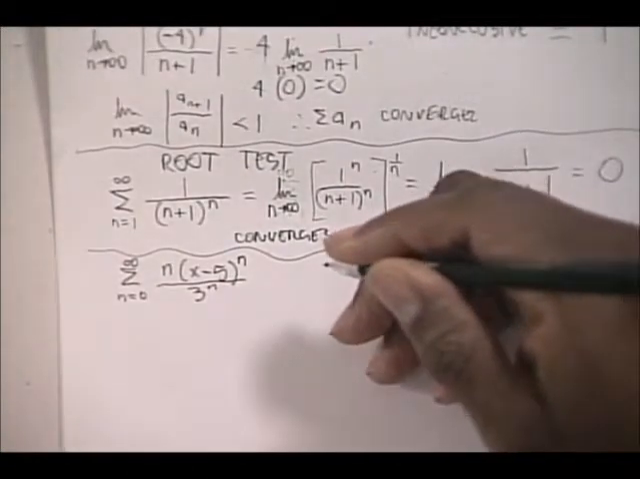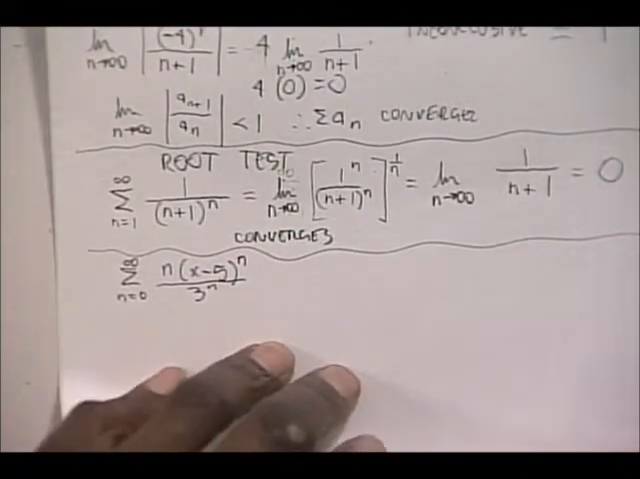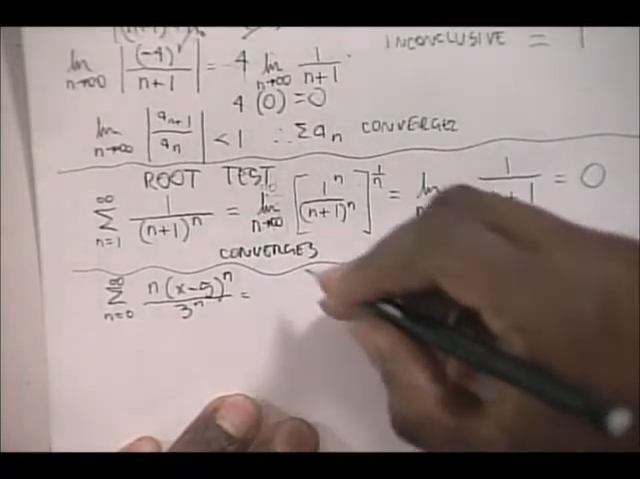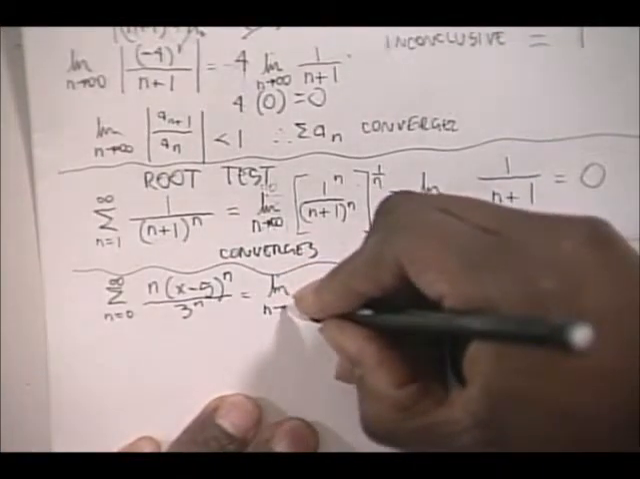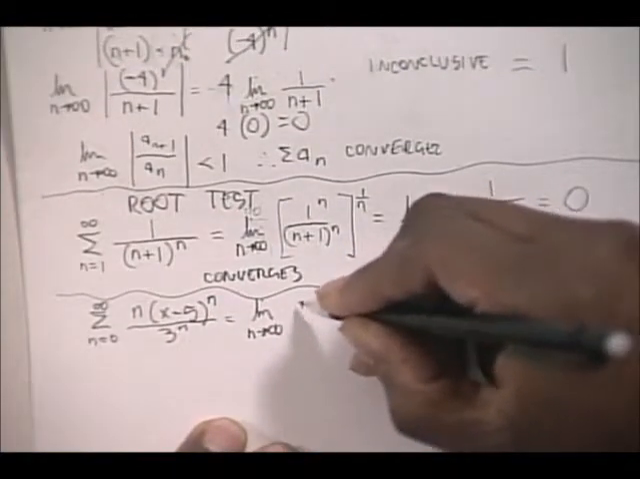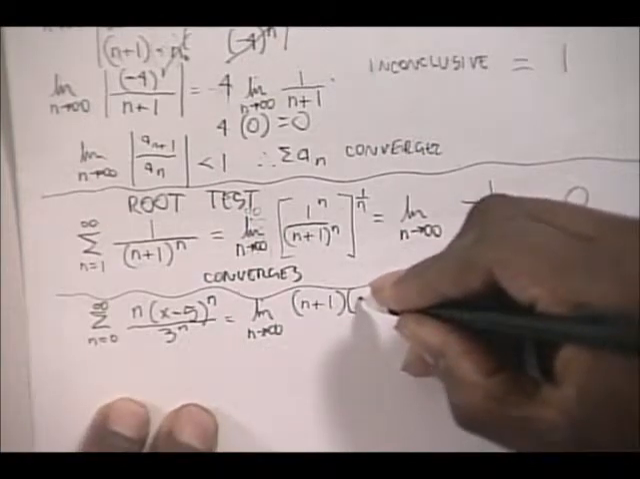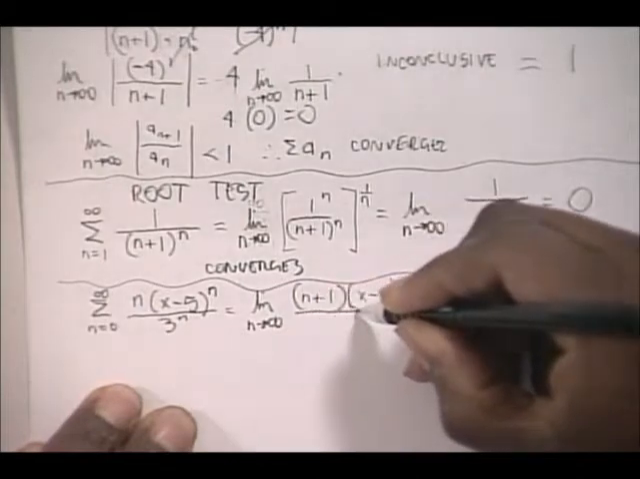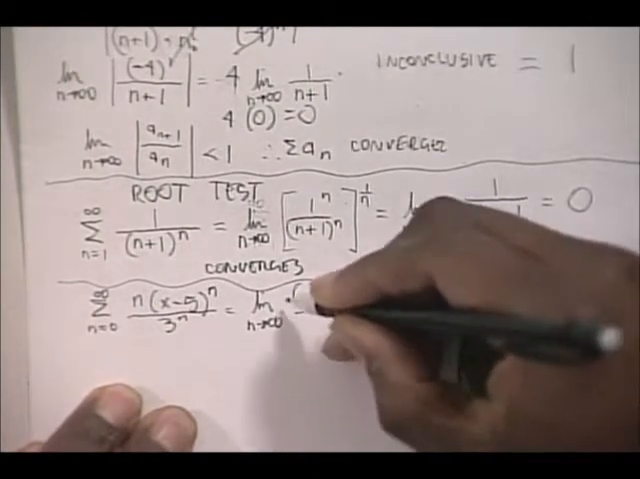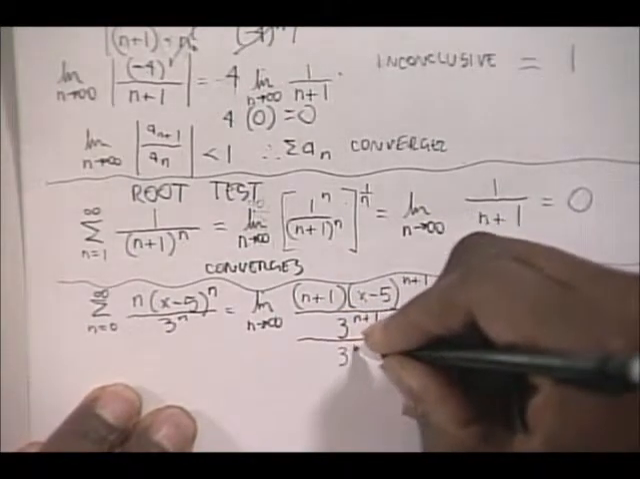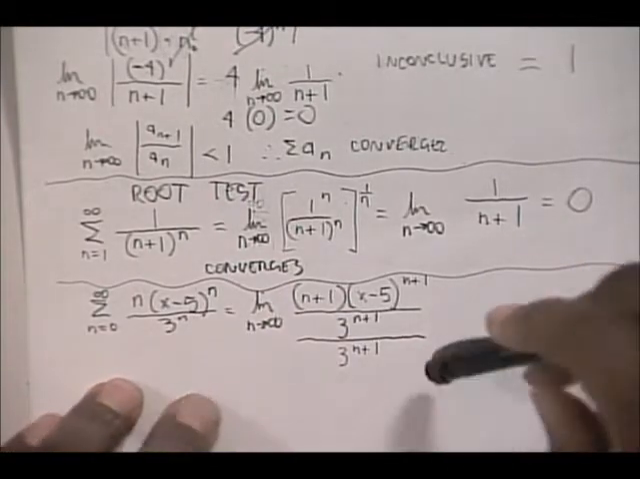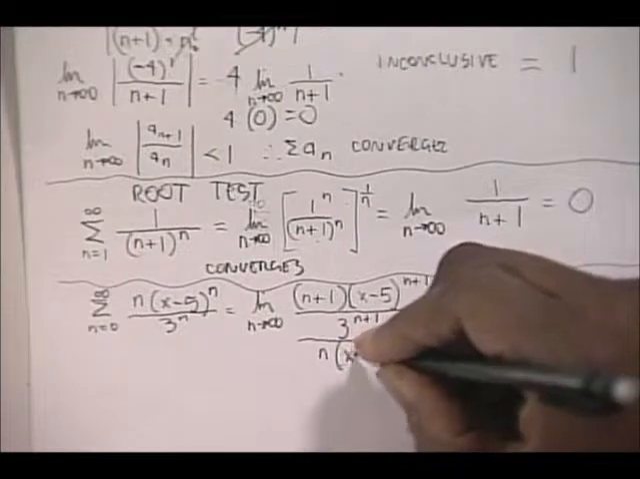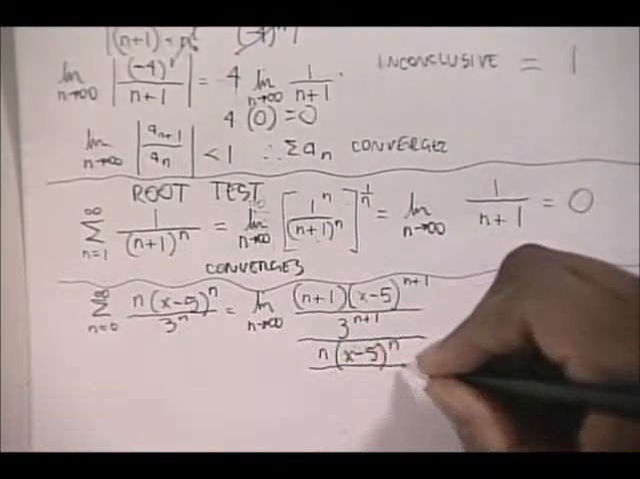A lot of times when they want the radius of convergence, you're going to end up using the ratio test, where you apply the limit as n approaches infinity of a sub n plus 1 over a sub n. So we get the limit as n goes to infinity of (n plus 1) times (x minus 5) to the n plus 1, over 3 to the n plus 1. I'm just substituting n plus 1 wherever I see n. That is being divided by the original series, n times (x minus 5) to the n over 3 to the n. I'm rushing a little because I don't have a lot of time.